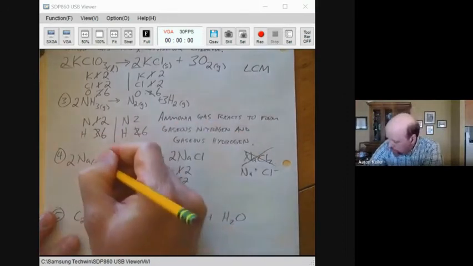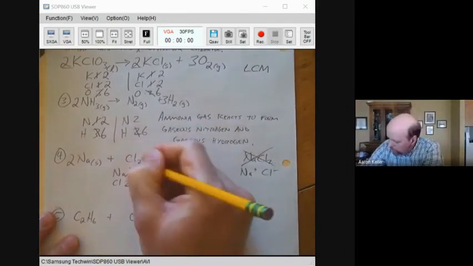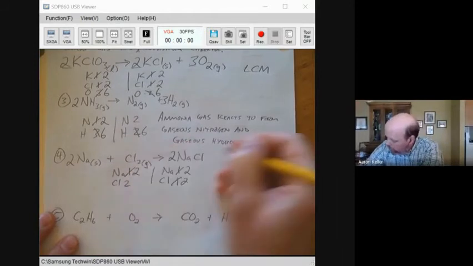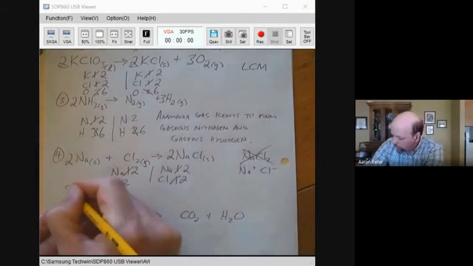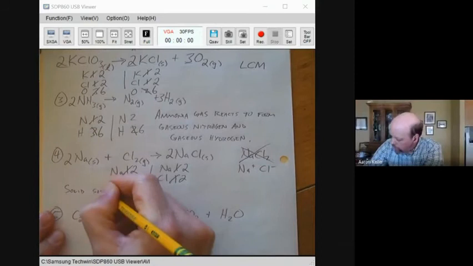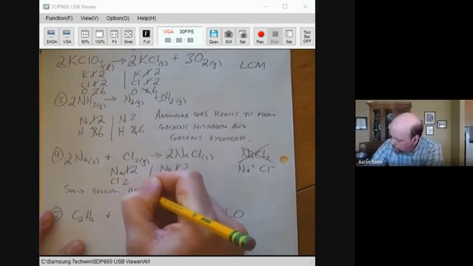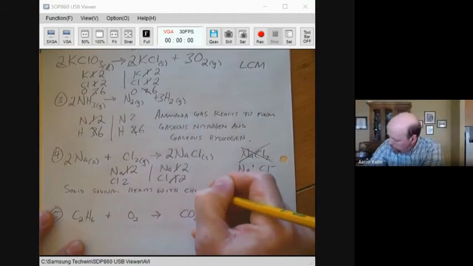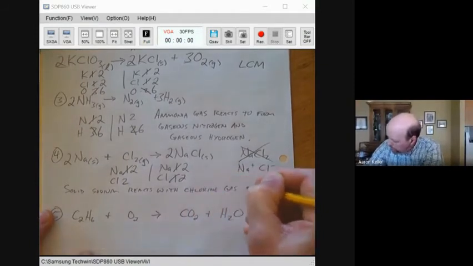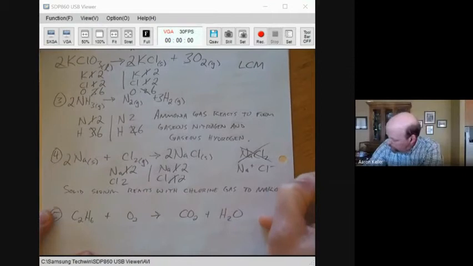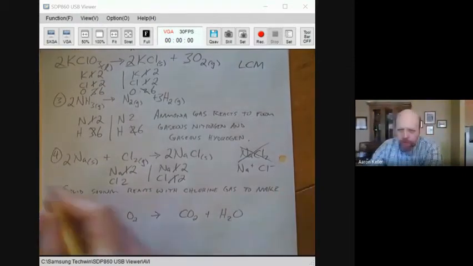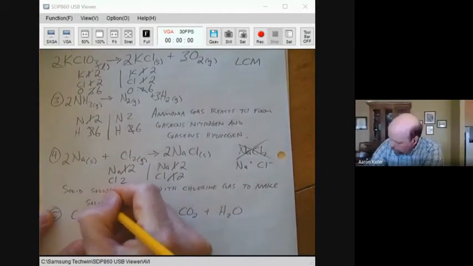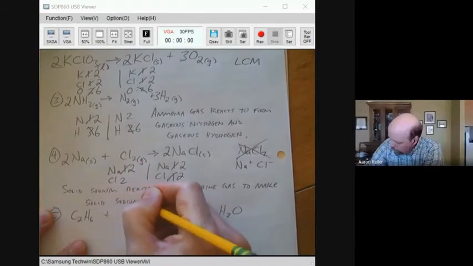Oh, I forgot to put this in. We'll put solid, and we'll put gas, and we'll put solid. So our description is solid sodium reacts with chlorine gas to make, so you can use the word to form or to make, solid sodium chloride.